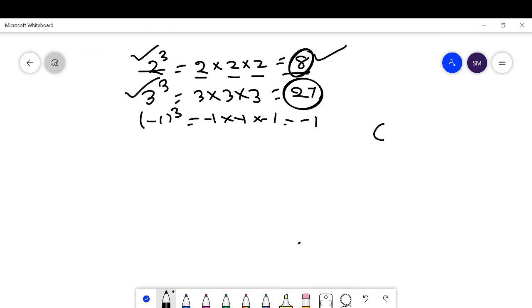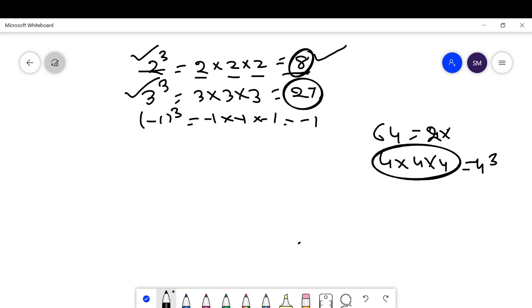Is 64 a perfect cube? Just prime factorize it. Then you can find out. 64 is 4 into 4 into 4. Then this is 4 cube. Then 64 is a perfect cube as it is the cube of 4. So that is an example.